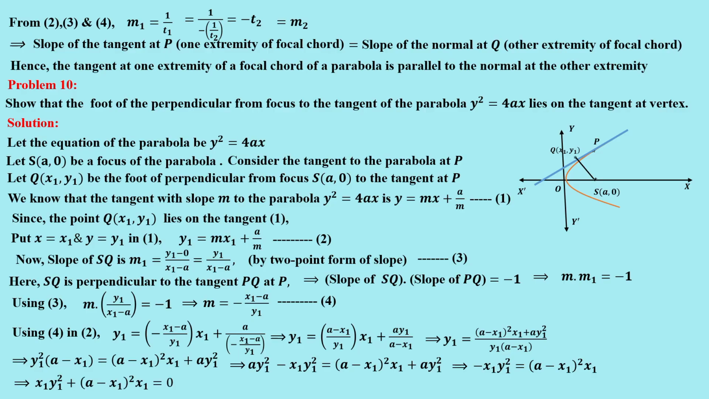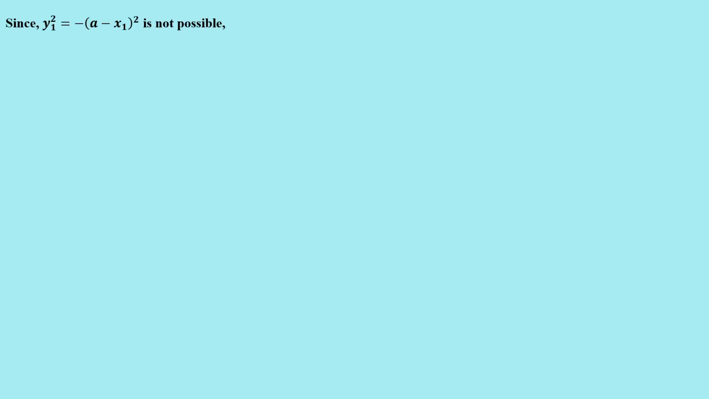So x1 y1 square plus (a minus x1) square into x1 equal to 0. x1 is common, take it outside: x1 into (y1 square plus (a minus x1) square) equal to 0. There are two possibilities: either x1 equal to 0 or y1 square plus (a minus x1) square equal to 0. Suppose y1 square plus (a minus x1) square equal to 0, which means y1 square equal to minus (a minus x1) square. The square of any term will not be negative, so this is not possible. So the only possibility is x1 equal to 0.